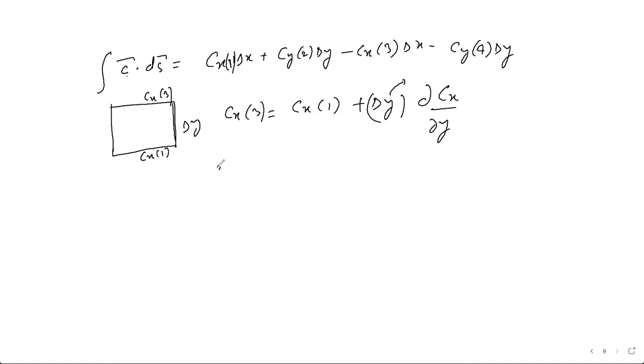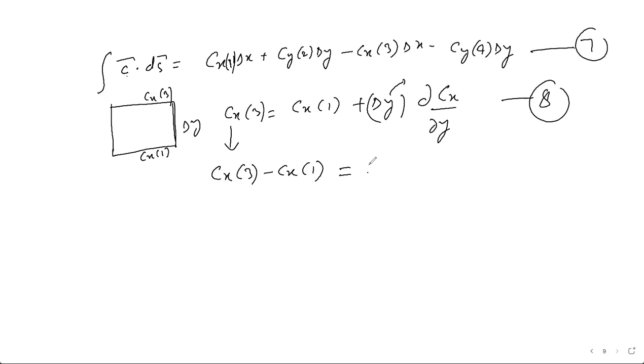So now if I calculate Cx3 minus Cx1 from this equation, let's say this is my equation 7, and this is equation 8. So now from 8, I can write that Cx3 minus Cx1 will be proportional to something like this. And I can plug this expression over here. Now let's say this is 9.